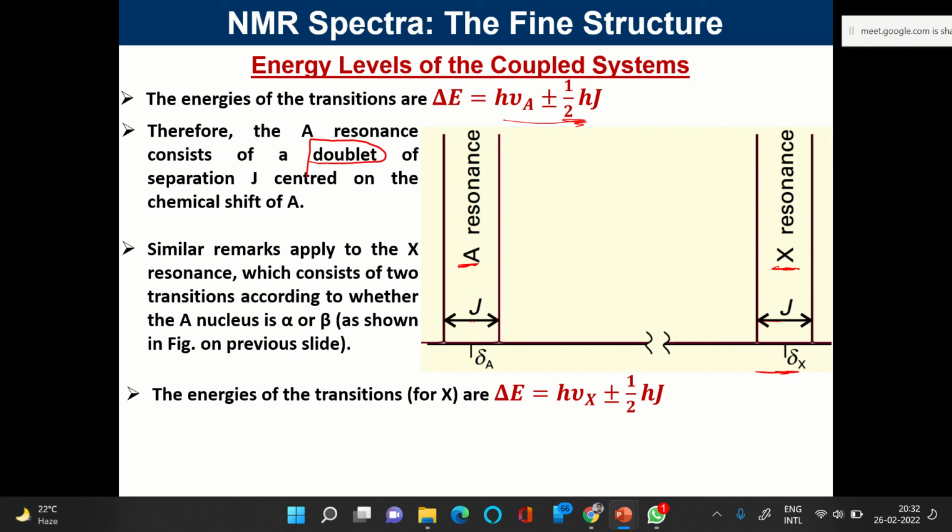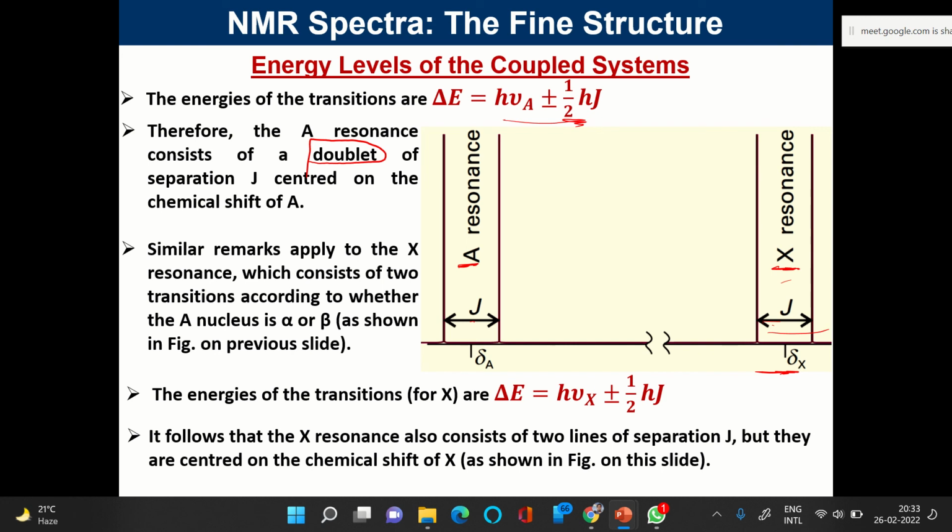So when A and X are two nuclei that are both interacting, and are well separated in terms of their individual chemical shift values, then due to the spin-spin coupling, each one of them will appear as a doublet. The two lines in the doublet for A will be separated by J, and the same is true for X: the separation between the lines for X is also J. So we will continue this further in the next class.